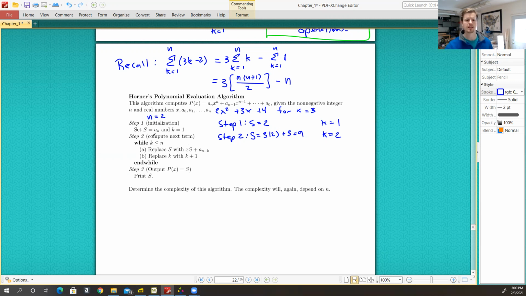All right, so anyway, we completed the first iteration of the loop, and we come back to the top and we perform a comparison. Is 2 less than or equal to 2? Yes. So we perform the loop again.